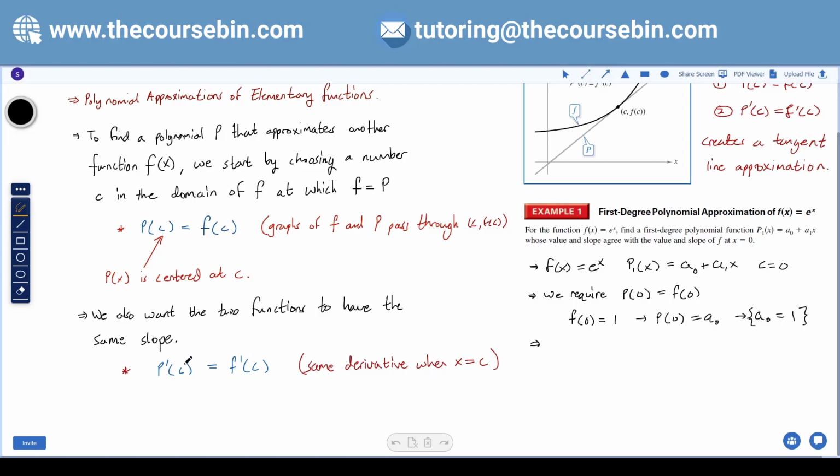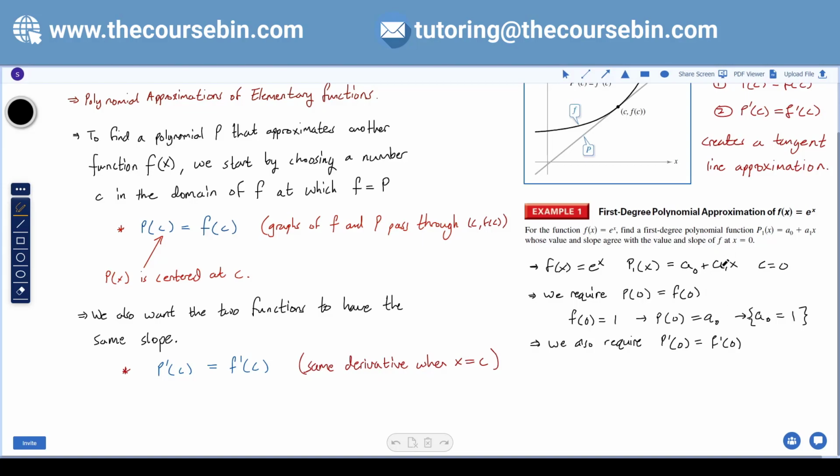Our next condition is that the first derivative of p must be equal to the first derivative of f when x is equal to 0. So we also require p prime of 0 equals f prime of 0.